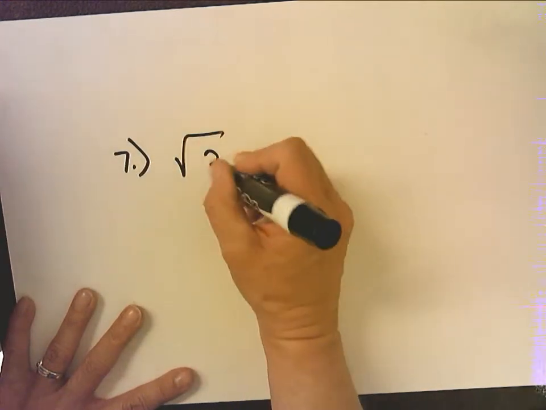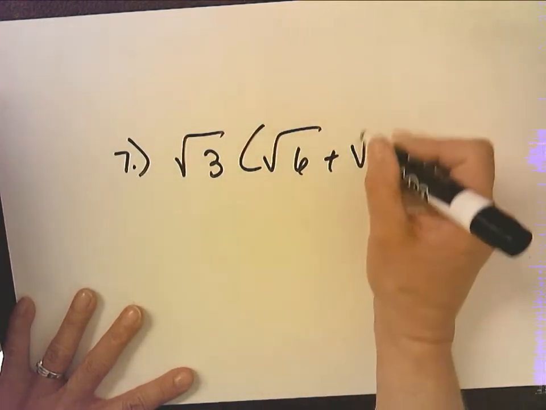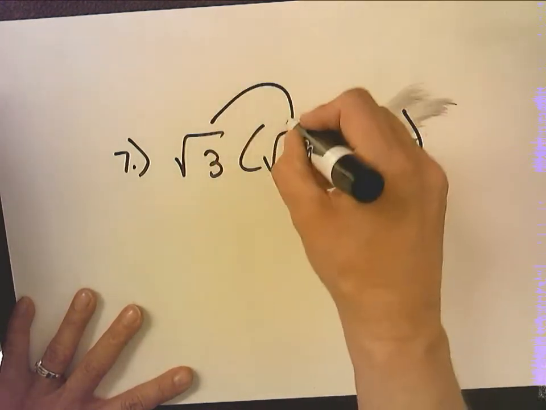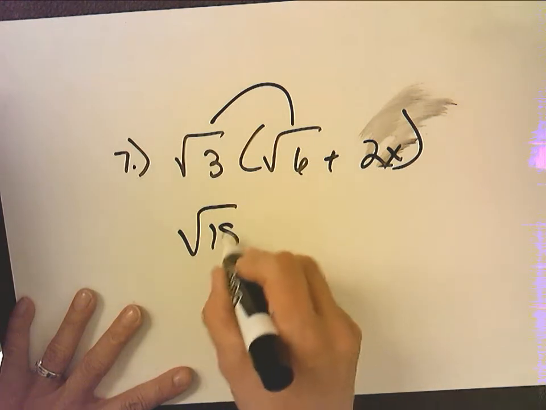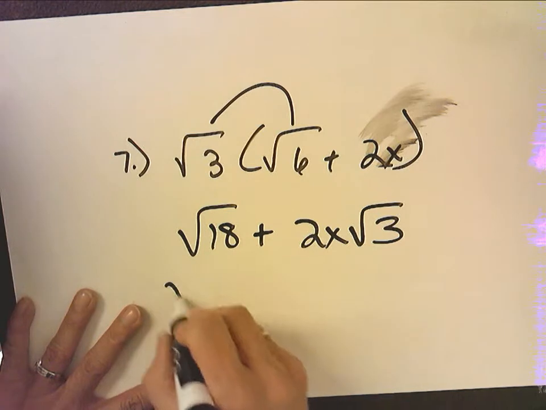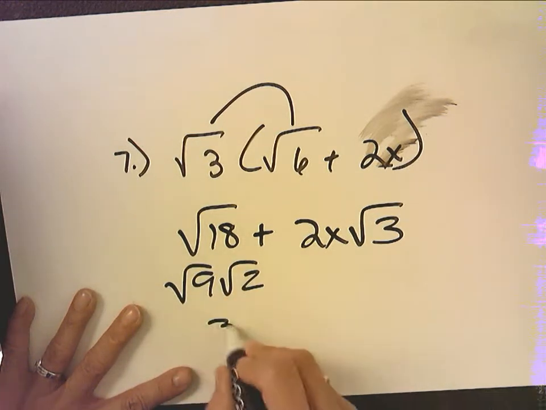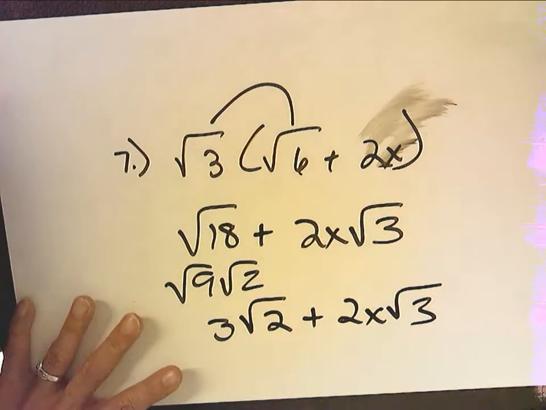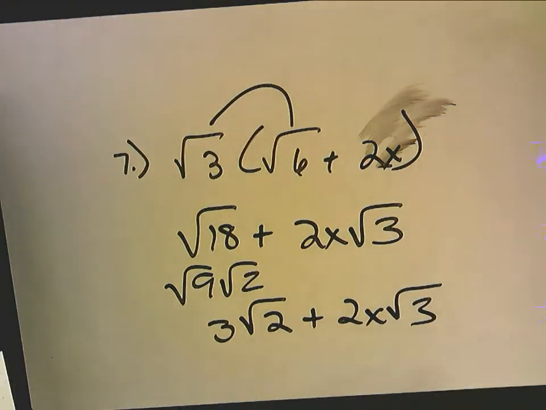Number 7, root 3 times root 6 plus 2x root 3. So root 3 times root 6 is root 18 plus 2x root 3. This becomes root 9 times root 2, so it's 3 root 2 plus 2x root 3. Now, this cannot be simplified anymore because this is a root 3 and this is a root 2. And it would be like trying to combine 3x plus 2y. They just can't be combined.